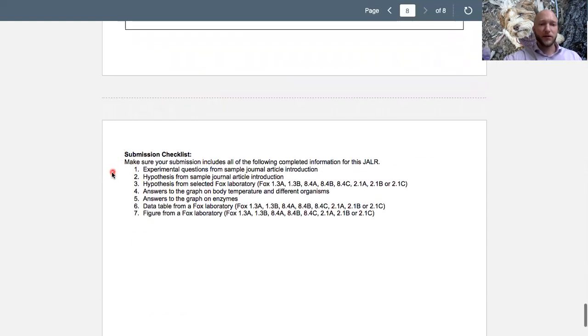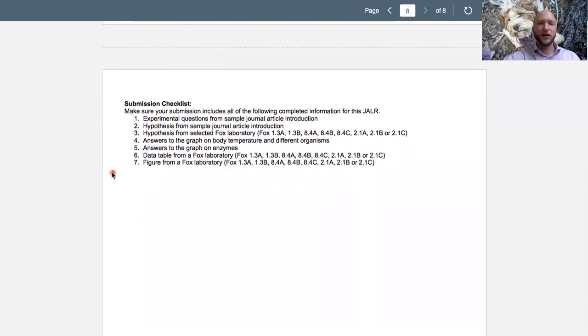And here's your checklist. Make sure you get everything on this checklist done and submit it on Canvas. If you have any questions, please reach out to me.